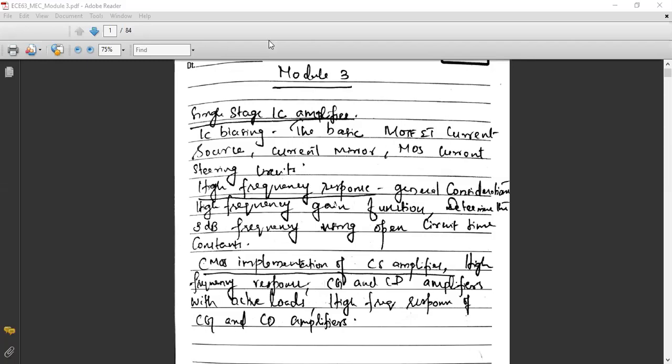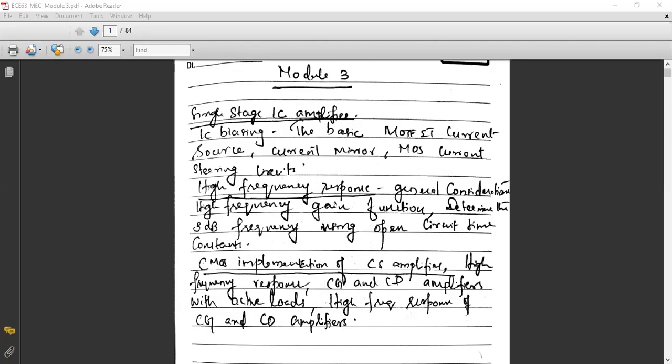Followed by this, we will discuss how amplifiers can be implemented using CMOS with active loads. For that, we will discuss the common source configuration, common gate configuration, as well as common drain configurations with active load. So in your question, if it is specified with active load, it will come under module 3. If it is not with active load, it comes under module 2, whatever we discussed yesterday, right?